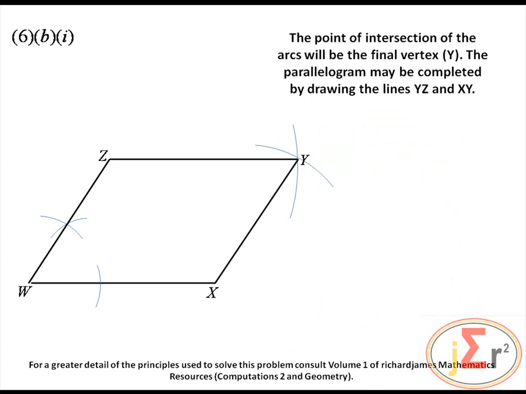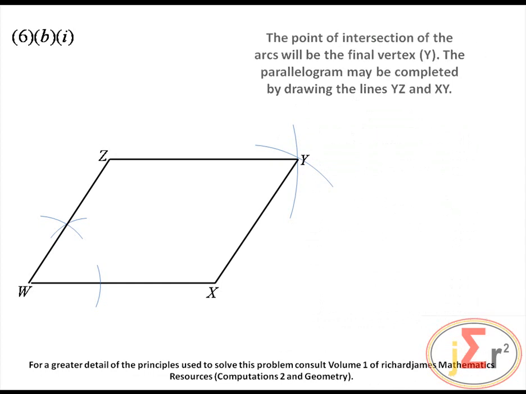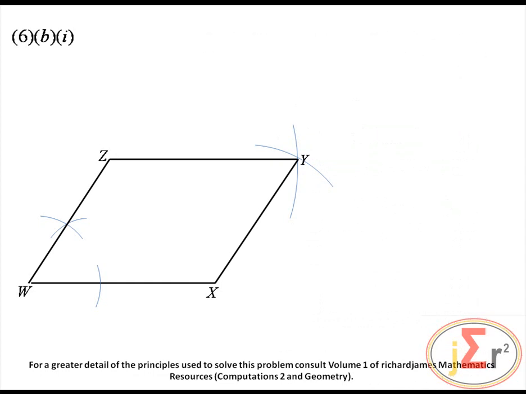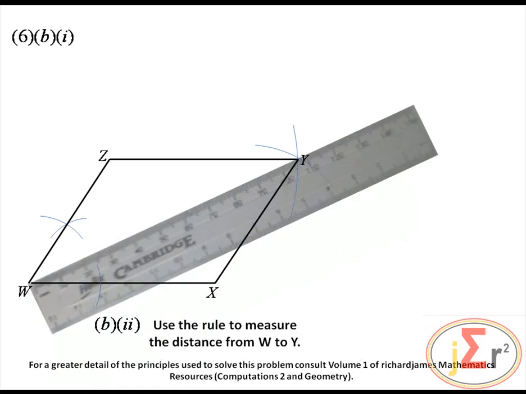Now measure and state the length of the diagonal WY. Use the ruler to measure WY, and WY is equal to 10.7 centimeters.